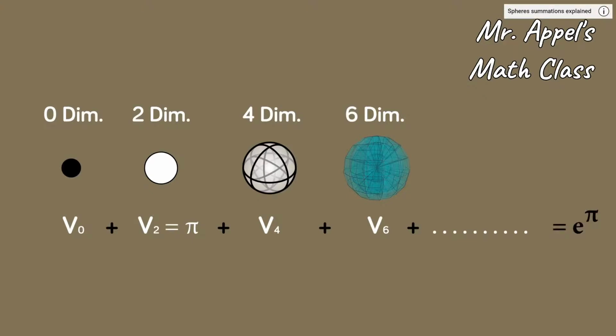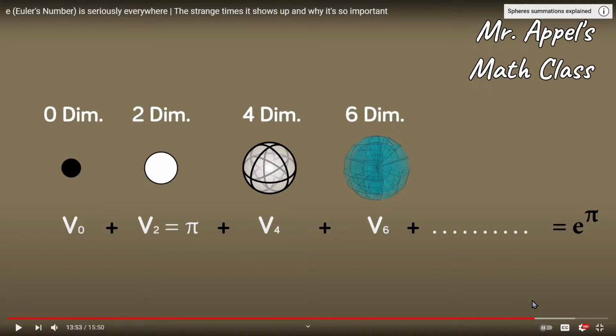But the applications of Euler's number... Wait, what? You took all of the volumes, the 2-dimensional one, the volume is just pi, the area, because it was radius 1, right, unit 1. And you add up all of these, some multiples involving pi, and you get e to the pi?